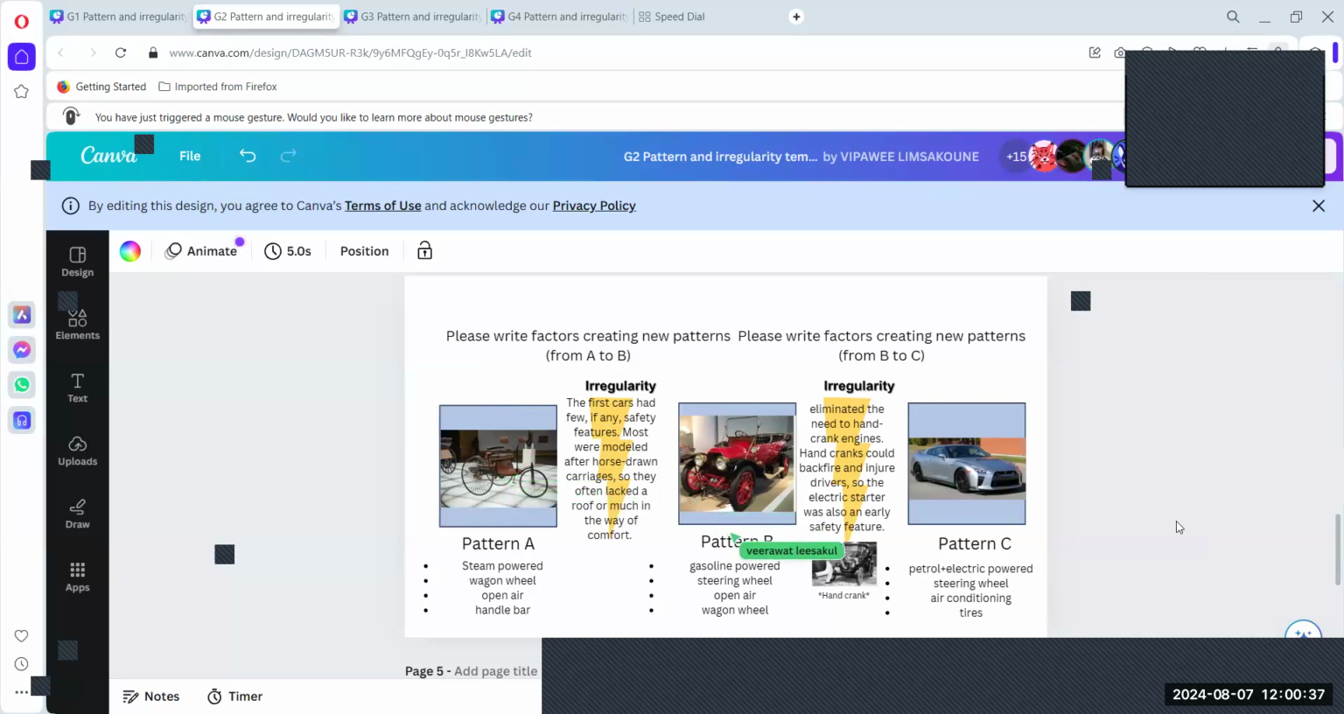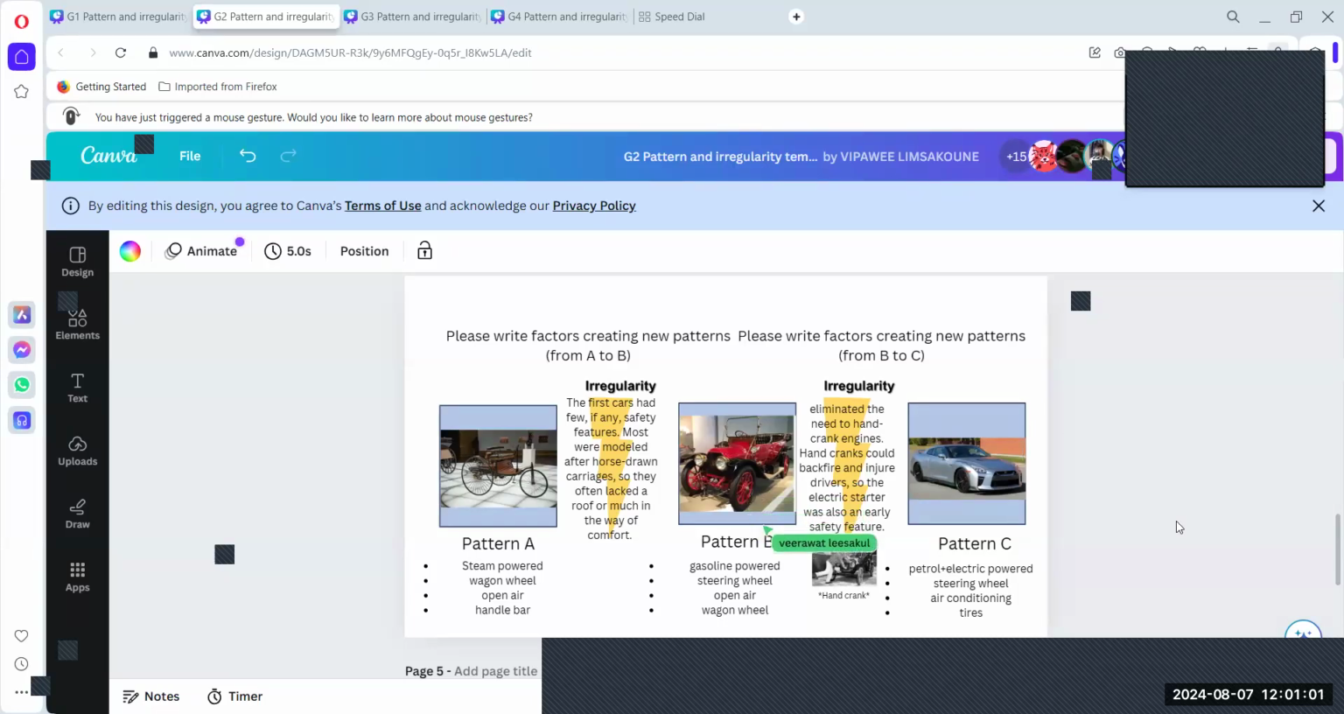Now how it goes to pattern B: the first car had very few safety features, and most were modeled after horse-drawn carriages, so they often lacked a roof or much in the way of comfort. Yeah, it's really bad for your back, as you can see.